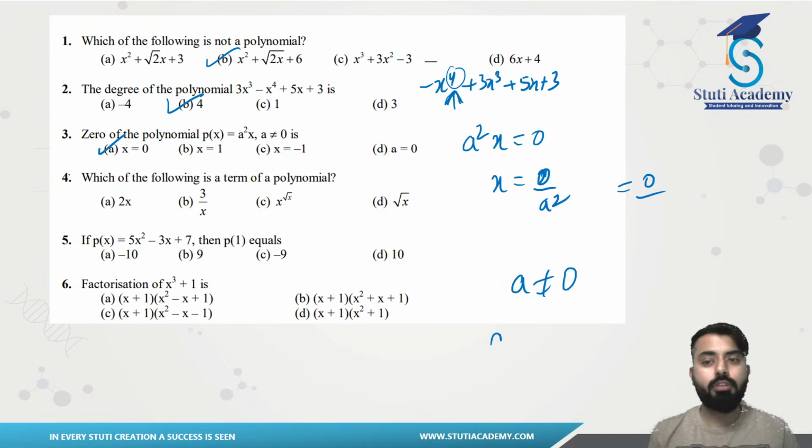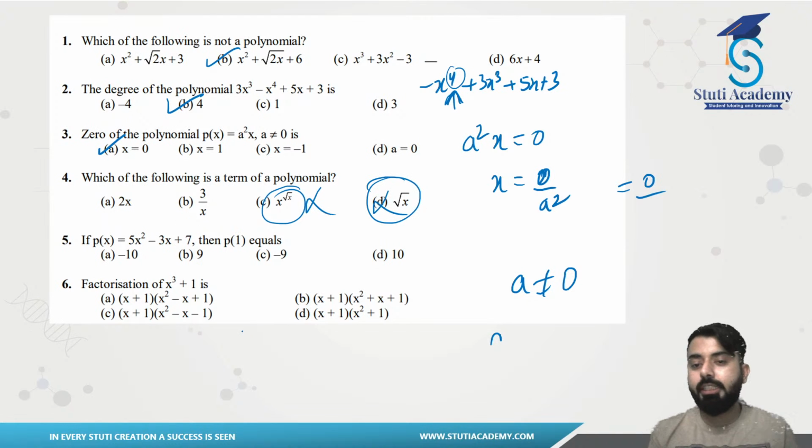Now let's focus on this one, our fourth one. Which of the following is a term of a polynomial? So you see, we have to find out which one will be polynomial. You see, its power is in square root. It cannot be the case. Again, it is a rational number, cannot be the case.